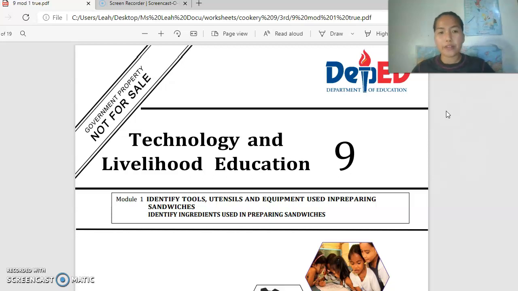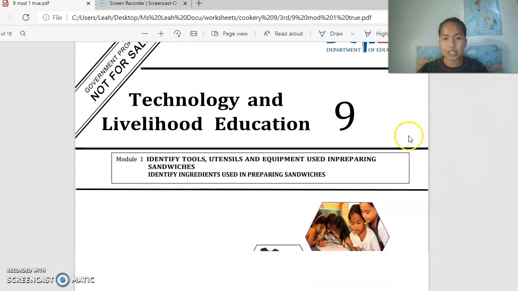So, this quarter we'll be focusing on preparing sandwiches. In the first quarter, we had preparing appetizers. Then, second quarter, preparing salads and salad dressing. So, this quarter, we'll be focusing on preparing sandwiches. In your module number 1, entitled Identify the tools, utensils, and equipment used in preparing sandwiches and identify ingredients used in preparing sandwiches.